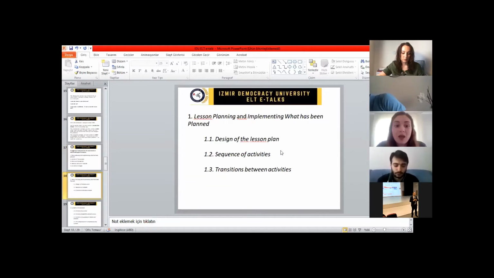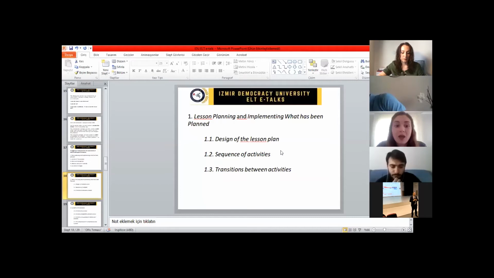In terms of lesson planning, the design of the lesson plan is so important because they have to make decisions, they have to design a proper lesson plan. In their lesson plan, they have some activities, but we should ask this question. Is the sequence or order of the activities okay for the classroom? What I mean is, they should start with the simple and they should go to the more complex activities. It should be in this way.